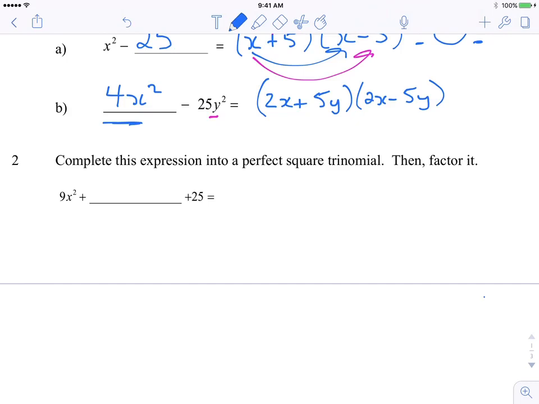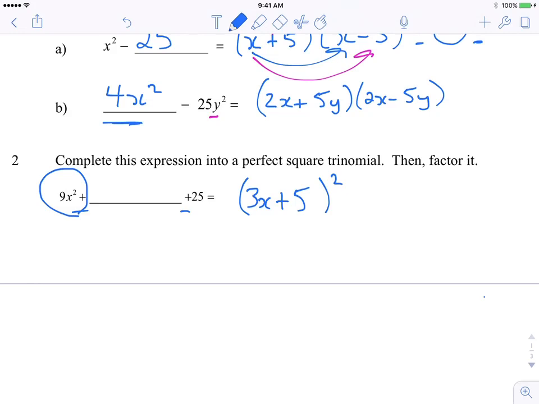Complete this expression into a perfect square trinomial. So again, trinomial, 3 terms, and then factor it. Well, we know the factored form of a PST, or perfect square trinomial, looks like vertex form. So I already know that's what my answer is going to look like. And I've got addition here and addition there, so I already know that's going to be addition. So when you factor a perfect square trinomial, we take this first term and square root it. The square root of 9 is 3, and the square root of x squared is x. And then the square root of 25 is 5.